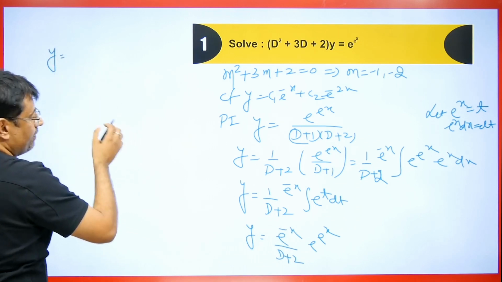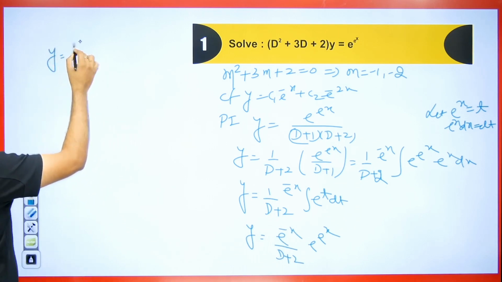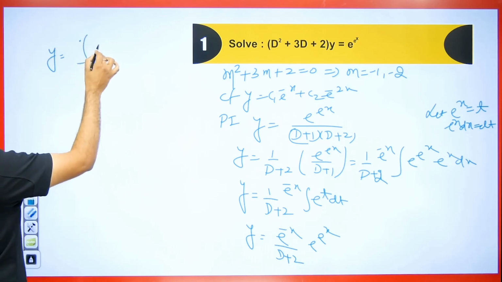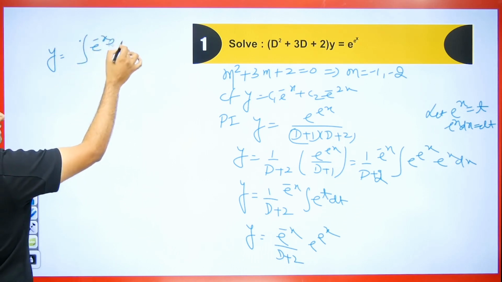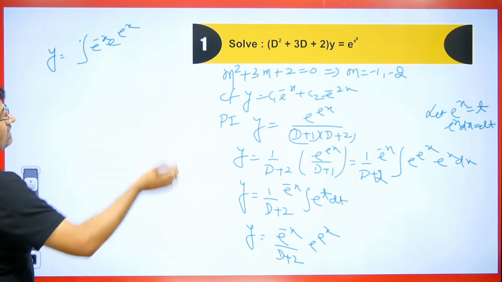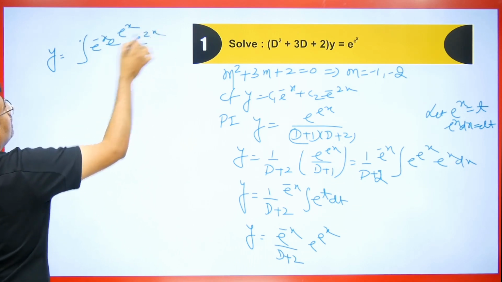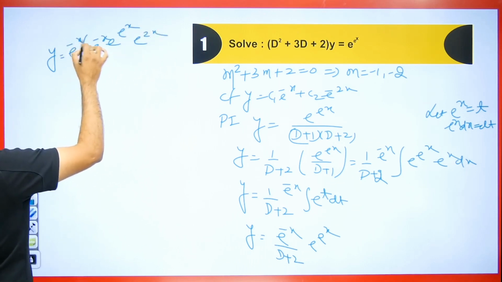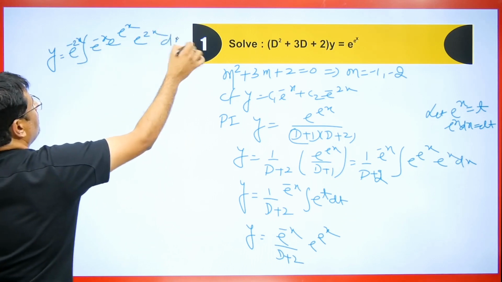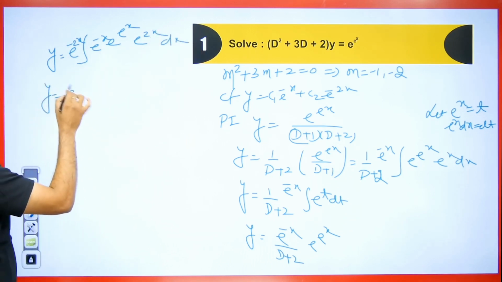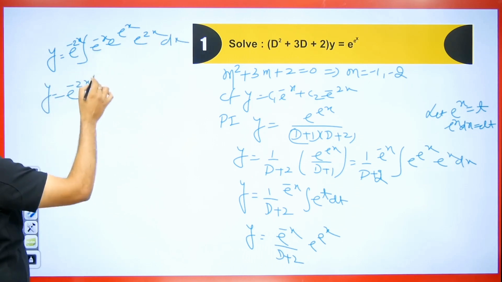Then y is equal to the integration of e to the power minus x, and then further e raised to the power x, and we have plus here. So we will get e to the power 2x, and outside of it, we will get e to the power minus 2x into dx here. Y equals e power minus 2x. Here x in 2x is eliminated.